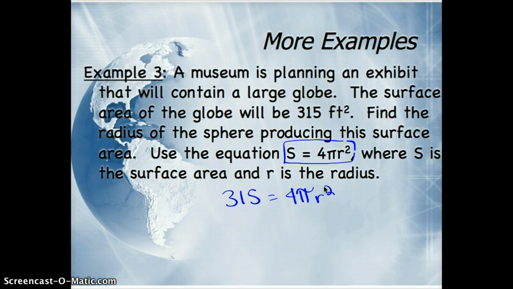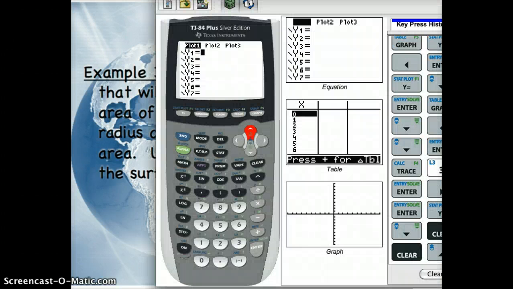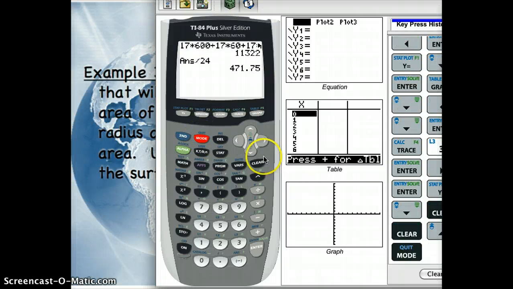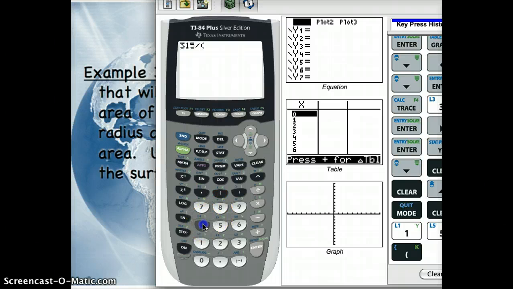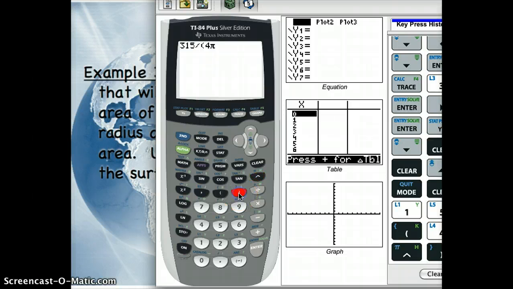I'm trying to get r alone, so I'm going to divide both sides by 4 pi. Just because I saw a lot of my MathCounts kids doing this, I want to make sure you can do it right. If I am actually going to divide by 4 pi, I need to make sure that I put that 4 pi in parentheses. So I'm going to do 315 divided by parentheses 4 pi, close parentheses.